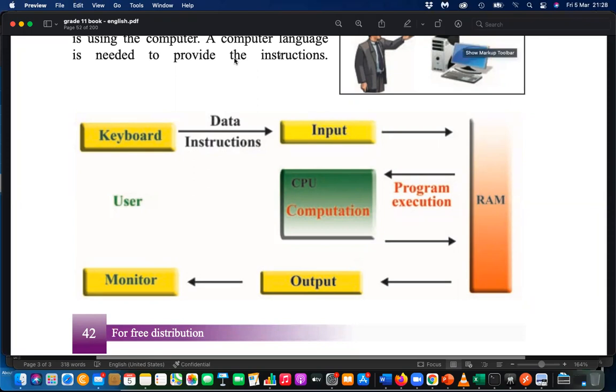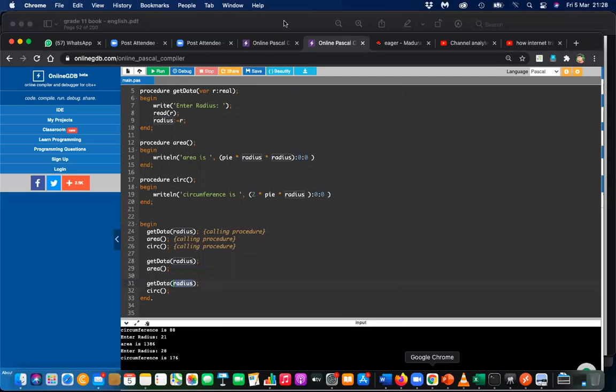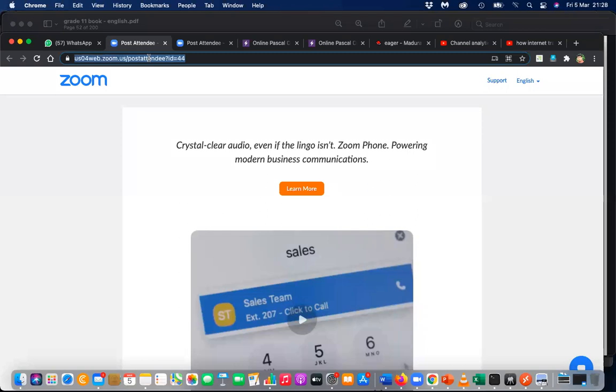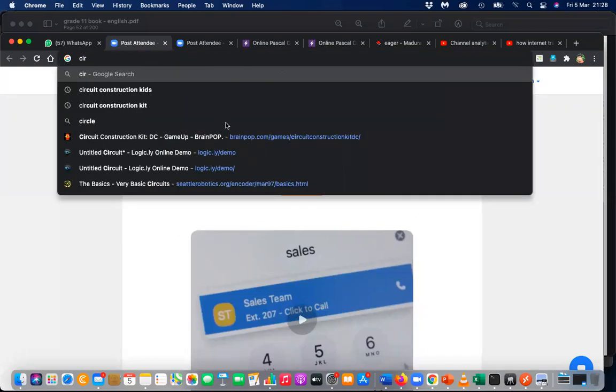Machine language is everywhere, right? So let's connect. I'll suggest this one, machine language, try it. Okay, I'll suggest this circuit construction kit.